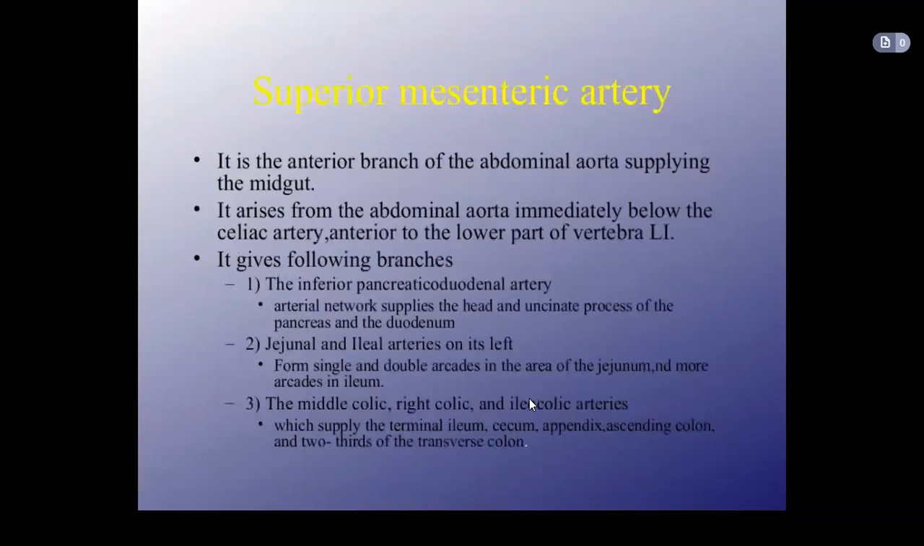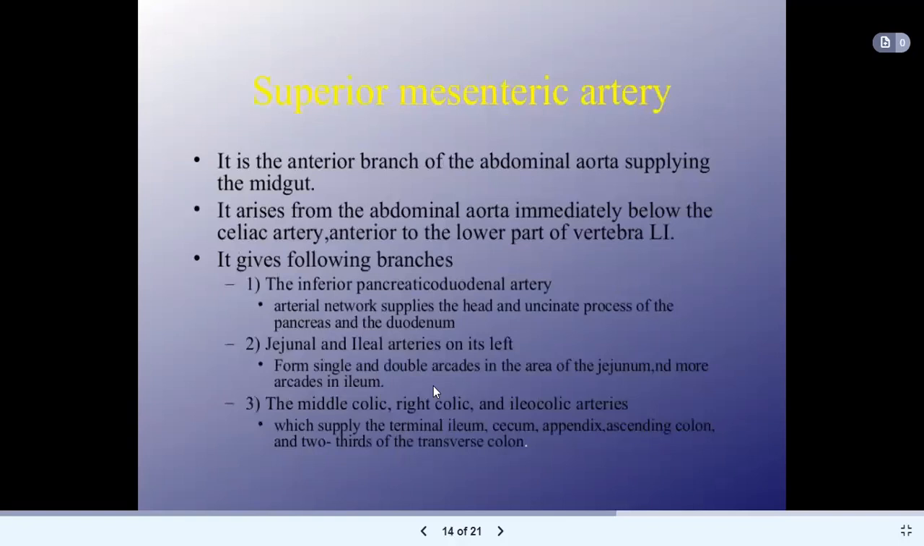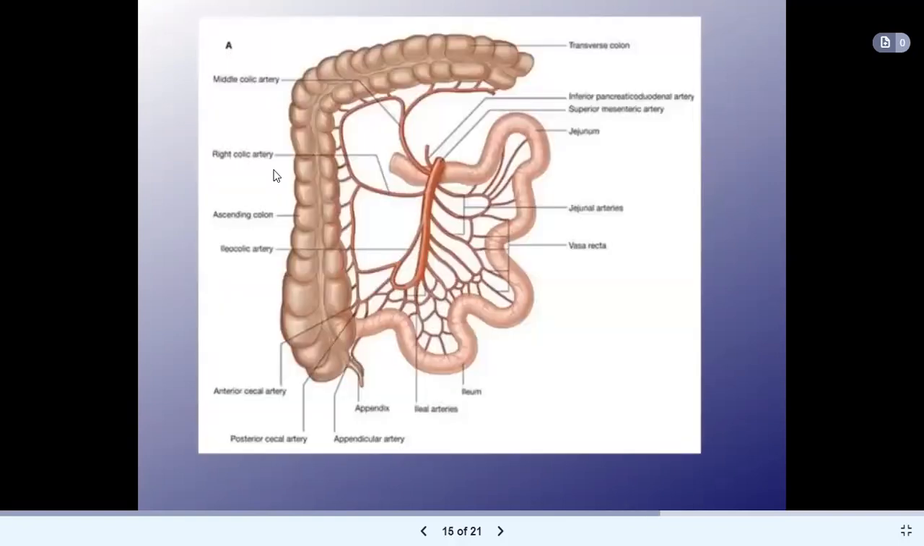Then this diagram simply shows you the different branches of the superior mesenteric artery: the inferior pancreaticoduodenal artery, the middle colic artery, the right colic artery, the iliocolic artery, and then the jejunal arteries and the ileal arteries supplying the midgut.